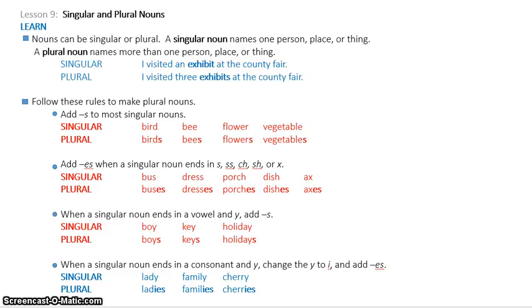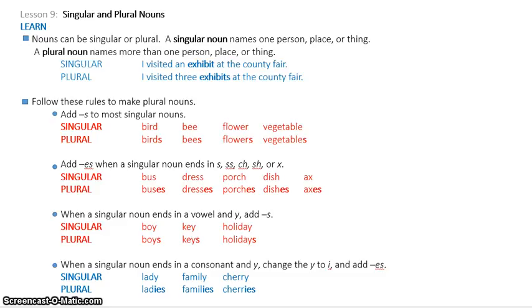And then look at the word holiday. I look at the Y. What is the letter right before the Y? It is the vowel A. So all I have to do is add the letter S. All right? So that's when you just add an S.